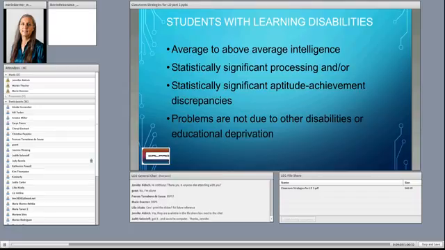So either they have a processing disorder, or the newest thing for learning disabilities for the adults now is the aptitude achievement gap. We always had the aptitude achievement gap, but we were requiring both a processing deficit and an aptitude achievement gap. The aptitude achievement gap means, compared to how intelligent a student is, their schoolwork is just not level with that. It's significantly lower.